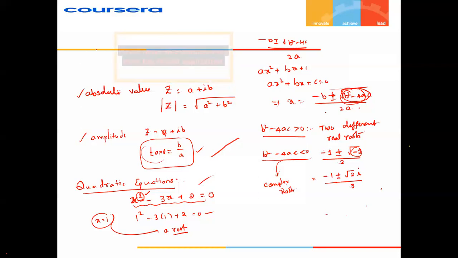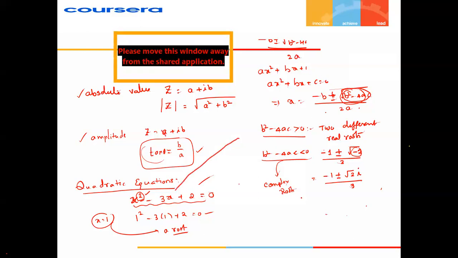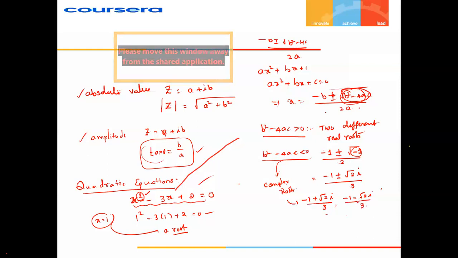Any observation when we are going for complex roots? Any observation? Or otherwise I'll write here. What are those two roots here? Minus 1 plus, one is with plus, the other one is with minus. Then anything that you recollect immediately? Whenever complex, what happens?